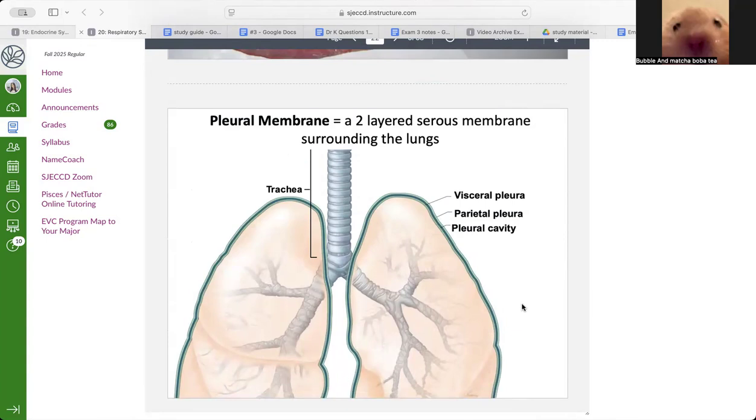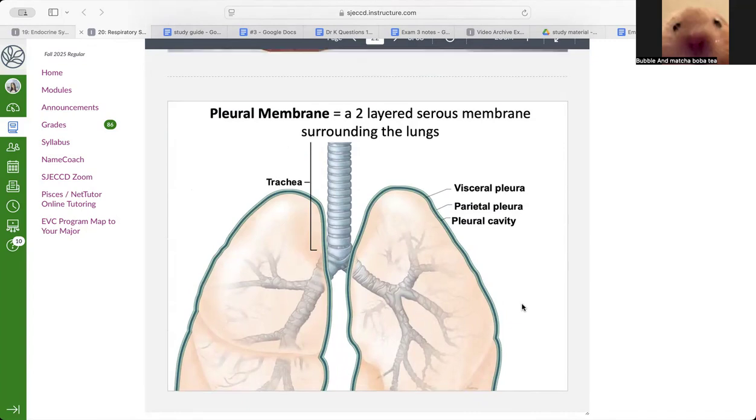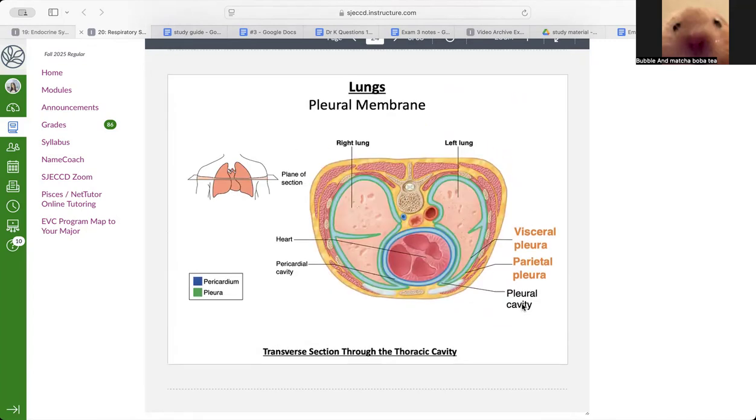And you have the pleural membrane, which is a double-layered serous membrane surrounding the lungs. The two layers fold back on themselves, and the inner layer is the visceral pleura. The outer layer is against the thoracic cavity. This is the lung. The heart is surrounded by the pericardial membrane, which is a serous membrane, and the lungs are surrounded by the pleural membrane. Both are double-layered membranes that secrete serous fluid to help prevent organs from sticking to each other and potentially tearing.